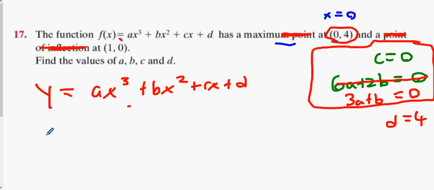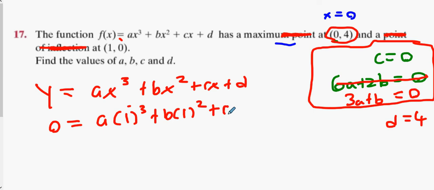x is 1, y is 0. And then? What do we know about d? 4. And what do we get in this equation? Oh, we know c is 0, don't we? So that's gone as well, isn't it? So what do we have then? 0 equals a plus b plus 4. And I'm in agreement with what Joe said earlier. No, -4. Oh, it is, when you move the 4 over to your side, it's -4.